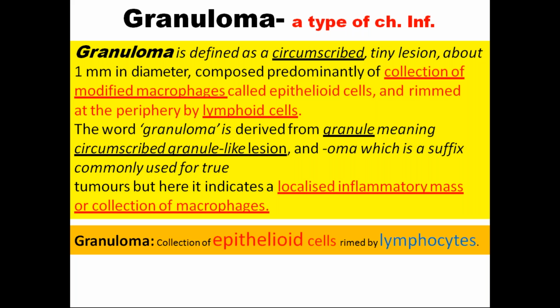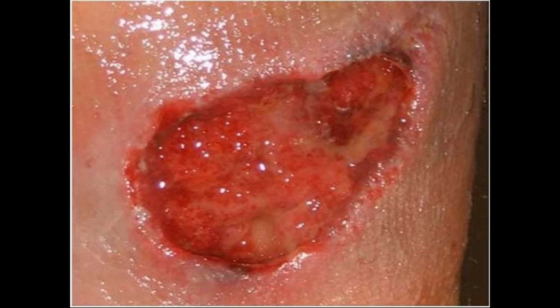The word granuloma is derived from granule, meaning circumscribed granule-like lesion, and oma, which is a suffix commonly used for true tumors, but here it indicates a localized inflammatory mass or collection of macrophages. This granuloma mostly consists of modified macrophages called epithelioid cells, which are rimmed by lymphoid cells, fibroblasts, and connective tissue. Granuloma is a collection of epithelioid cells rimmed by lymphocytes.